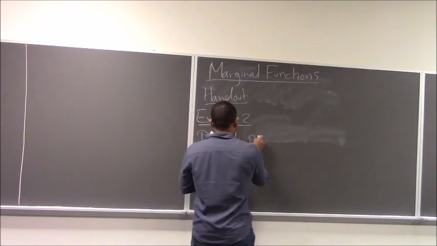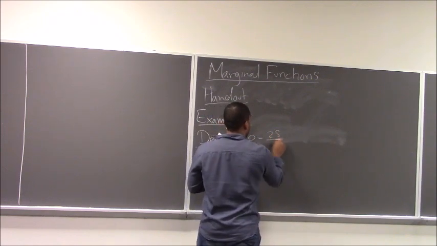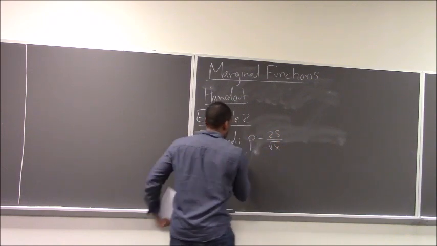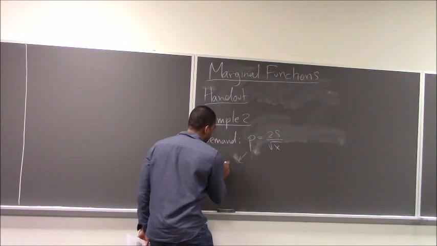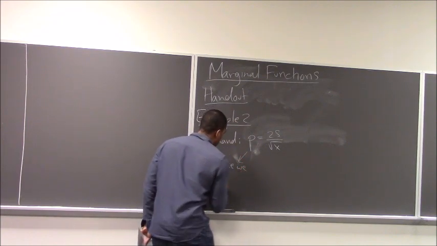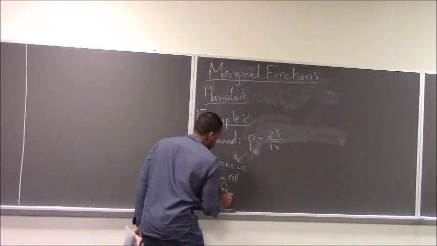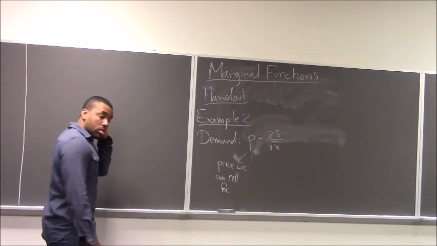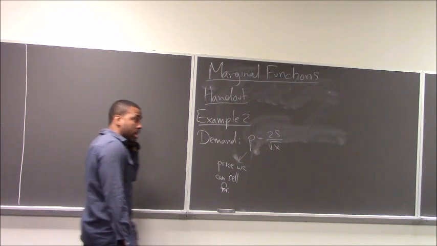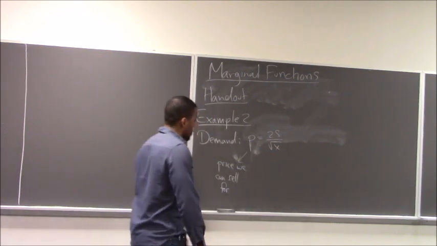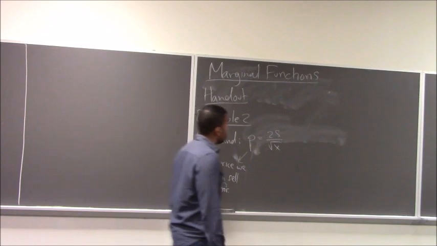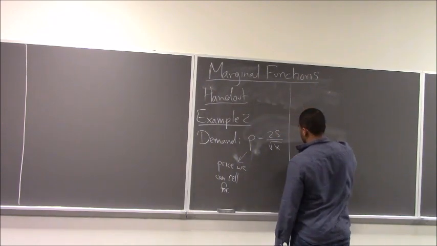We're given a demand function of this. Remember, P here represents the price we can sell for. So that was how much the price that customers are willing to pay for X items in the market. So that's what we're given. That was our demand function.